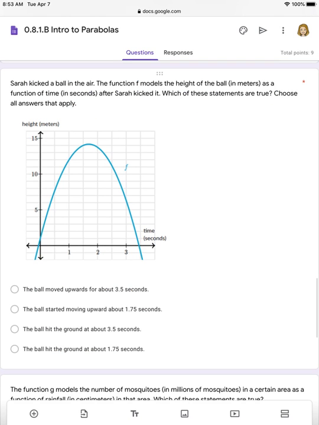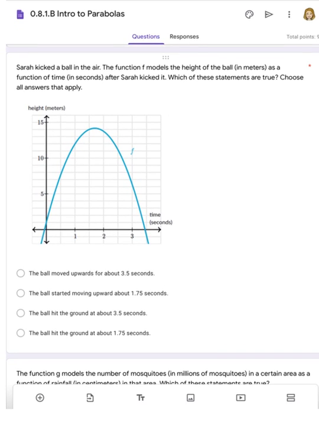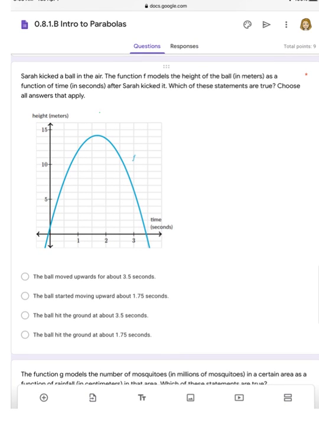All right, next one. Sarah kicked a ball in the air. Here's the function. X-axis is time, y-axis is height. When we look at our choices here, the ball moved upwards for about 3.5 seconds. I would say that is not accurate. You've got your line of symmetry somewhere in there. So the ball is moving up on this side and down on this side.